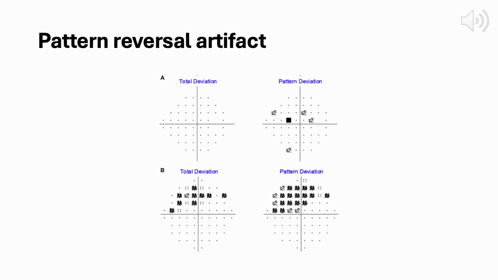In the bottom row, labeled B, the pattern deviation plot actually appears worse than the total deviation plot. This creates the illusion of localized damage when in fact the defect may be diffuse. This pattern reversal can mislead the clinician by suggesting a focal loss that isn't truly there. The key teaching point is that pattern deviation should not appear worse than total deviation. When it does, think about possible artifact and confirm findings with repeat testing and clinical correlation.